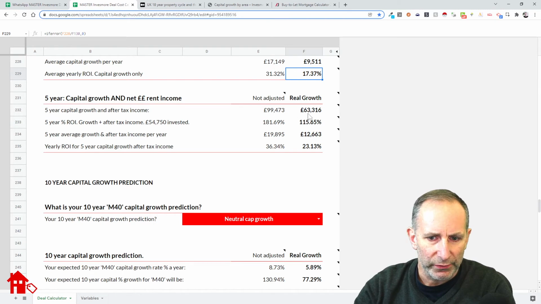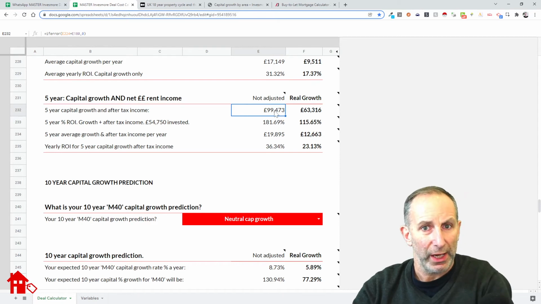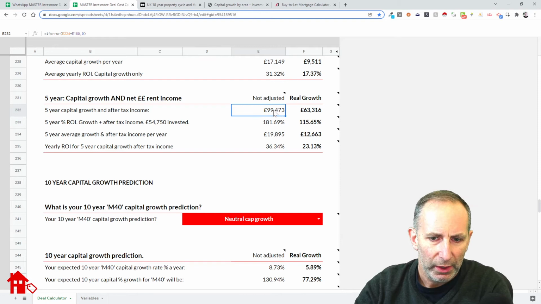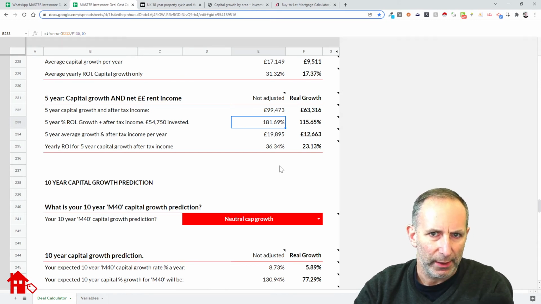Now, the next thing is we've got a combination then of the real return. So after 5 years, you've made a total income with the cash return plus the capital growth of nearly £100,000. So that's a 181% ROI over 5 years if you combine the cash return and the capital gain. So I know they seem like unbelievable numbers, but they're real, assuming capital growth carries on as it has done.